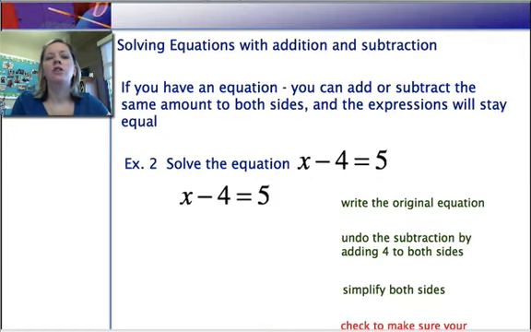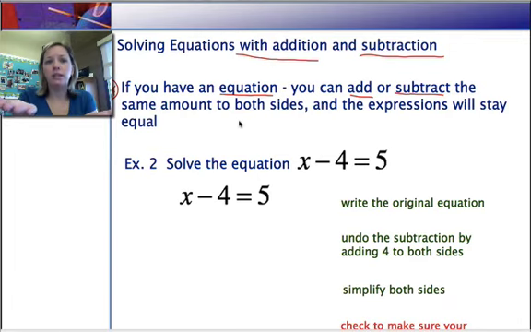Okay, so now let's do some examples. Let's focus, like I said, in this section on just solving equations with addition and subtraction. Now, this is a really huge key idea here. If you have an equation, two things that are equal to one another, then we can add or we can subtract the same amount to both sides of the equation and the expressions will stay equal.